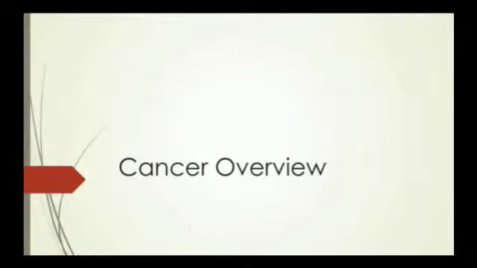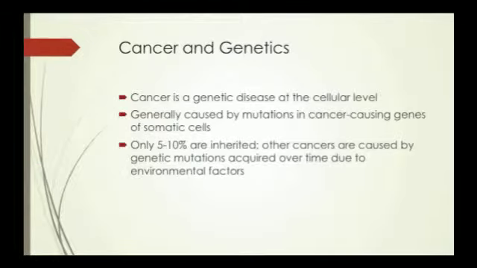In this podcast, I will be going over the basics of the genetic causes of cancer. So cancer is a mostly genetic disease that's caused by mutations in cancer-causing genes. But just because it's genetic doesn't mean it's inherited. In fact, only 5 to 10% of cancer cases are. The rest of them are caused by mutations that are due to environmental factors. So you're not born with the mutation, but they happen as you're exposed to carcinogens or radiations and so on.